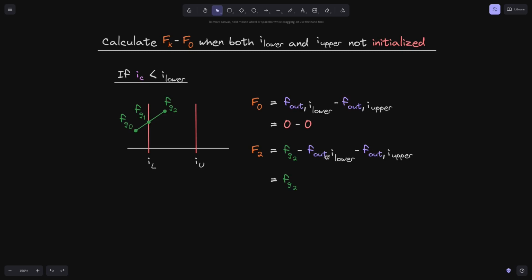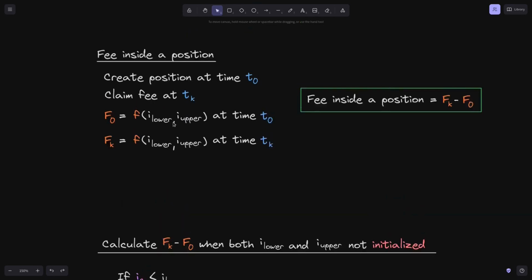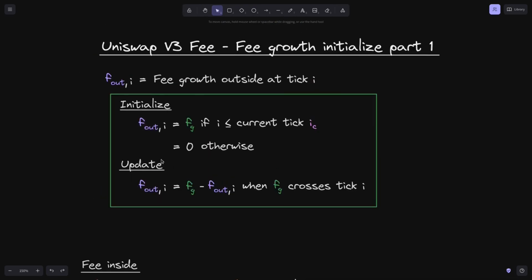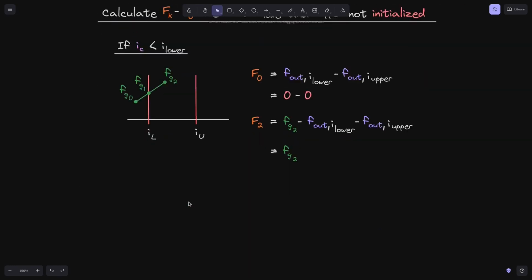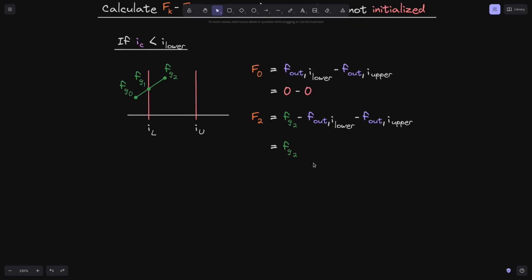FG2 is equal to FG2. How about F out of I lower? Well, we know that F out of I lower was initialized to 0, and then at time t1, it crossed over tick I lower. So what we need to do is apply this algorithm to update F out of I lower since it crossed over tick I lower. So going back down, F out of I lower will now be equal to FG1 minus 0. Since F out of I lower previously was equal to 0, at time t1 it crossed over, so we'll need to apply the algorithm to update F out of I lower. Okay, how about F out of I upper? Well, since nothing has changed, this is still equal to 0.